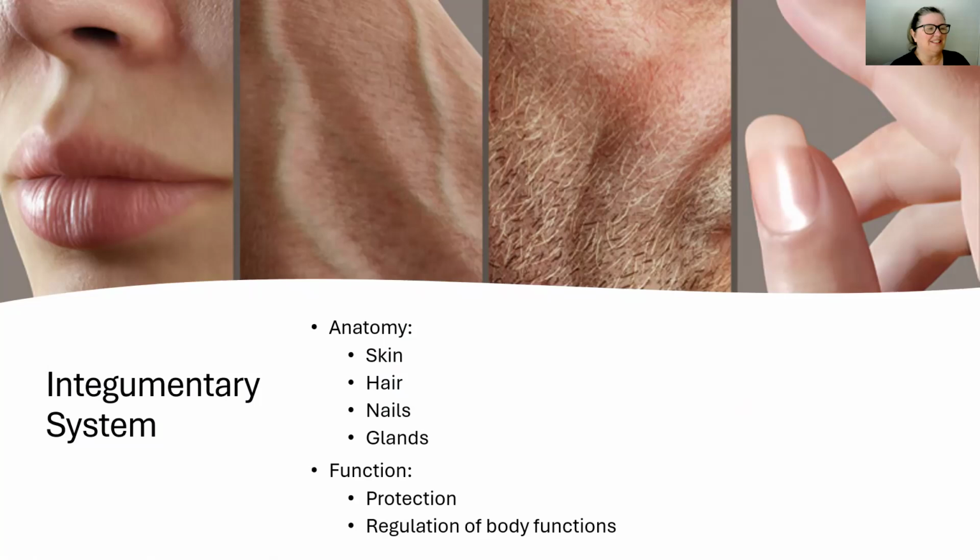So starting with the integumentary system, I like to call the integumentary system the spa system because it deals with skin, hair, and nails. The anatomy of it is the skin, hair, the nails, and then, of course, all the associated glands, like sweat glands and oil glands and things like that. It functions to protect us and to regulate some of our body functions, like heat and therefore cooling.